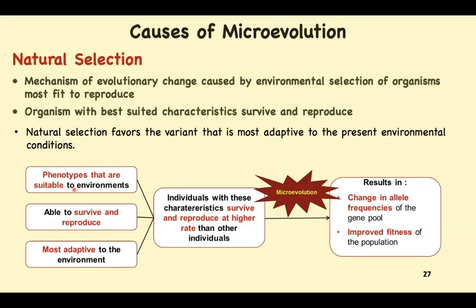So contohnya phenotypes that are suitable to the environment ataupun able to survive and reproduce, ataupun characteristic that is most adaptive to the environment. So individuals with these characteristics survive and reproduce at higher rate than other individuals. So this causes a change in the allelic frequency which leads to microevolution. Okay, it improves the fitness of the population. Contohnya dia pilih yang dominant saja. So this improves the fitness of the population.